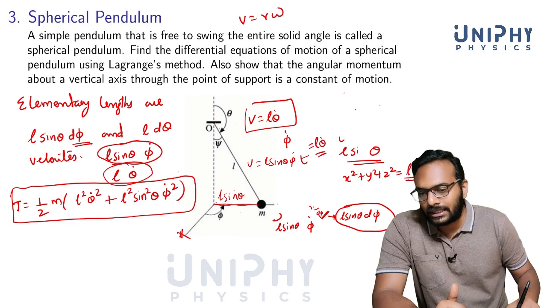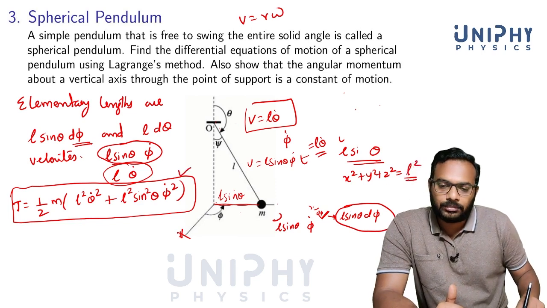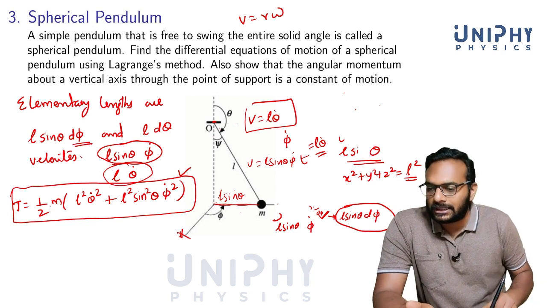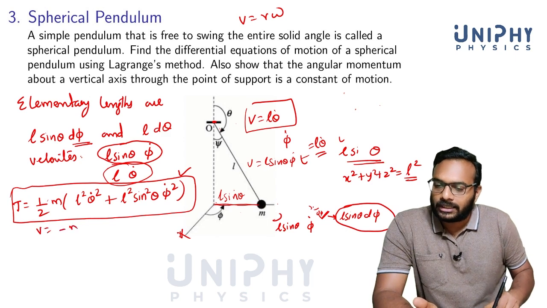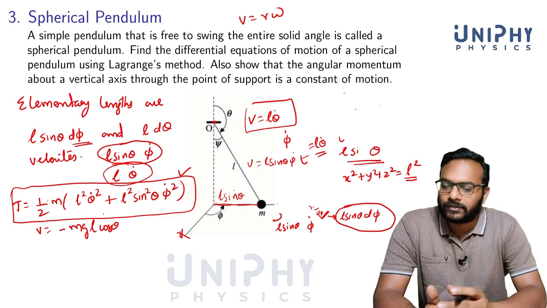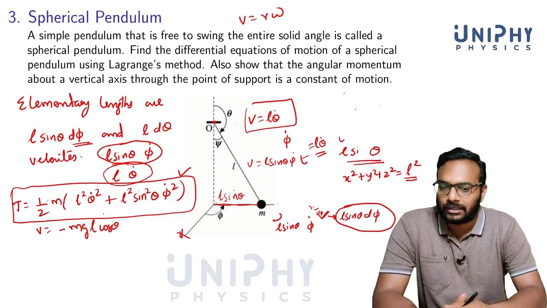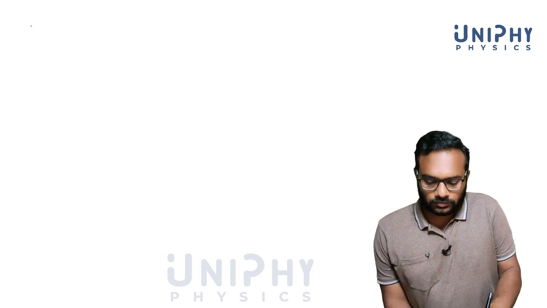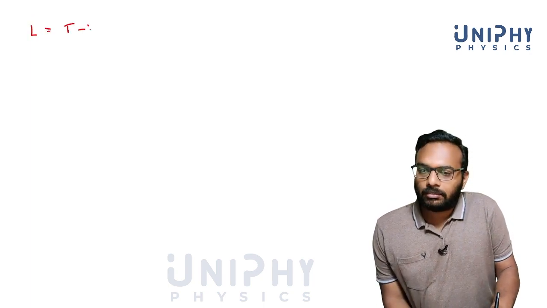So that's the kinetic energy. And what's the potential energy? We can again take this as the reference potential, and that's minus mgl cos theta. So V is equal to minus mgl cos theta. That's it, we are done. We have got the Lagrangian. The Lagrangian is T minus V.